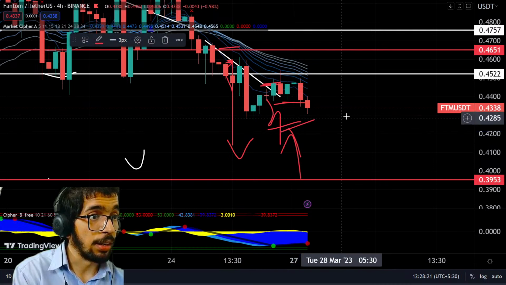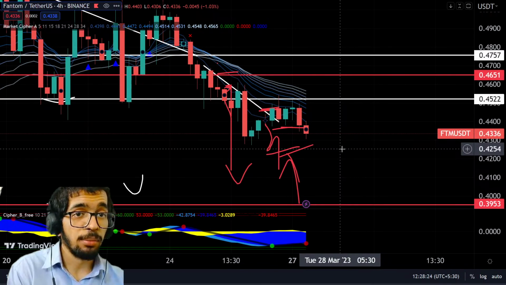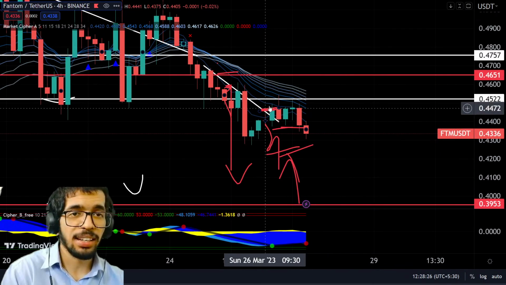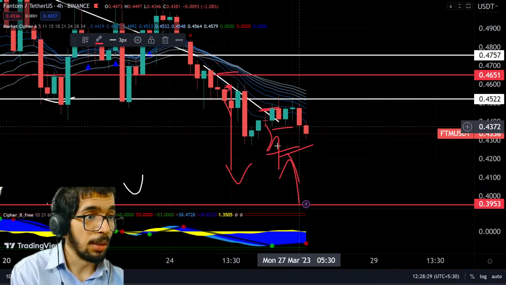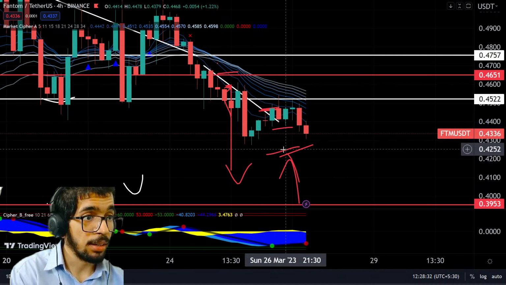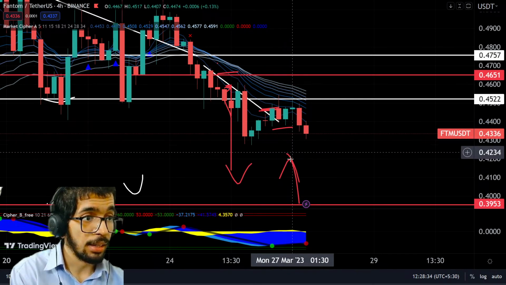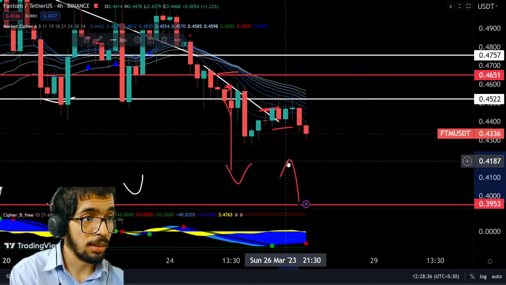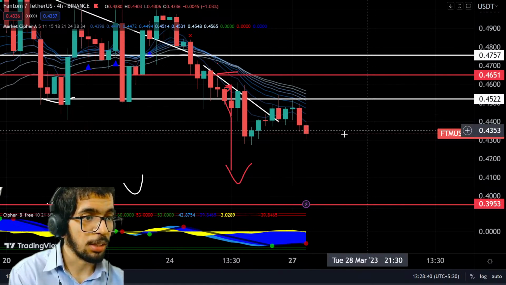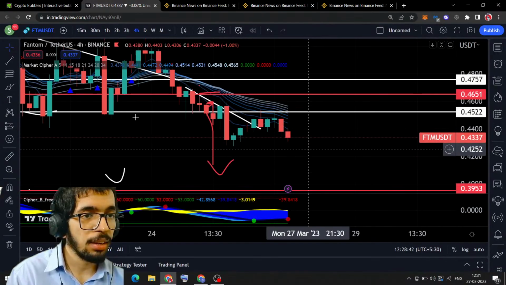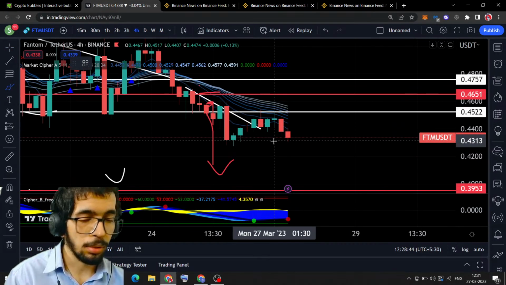Okay, so for the Phantom trade, it hit the stop loss. If you're on the Phantom trade, you know that it hit the stop loss. But right now, if Phantom does this, you can re-enter. It hit my stop loss, the Phantom trade. I was like, it hit my stop loss. But then I was like, it happens most of the time.